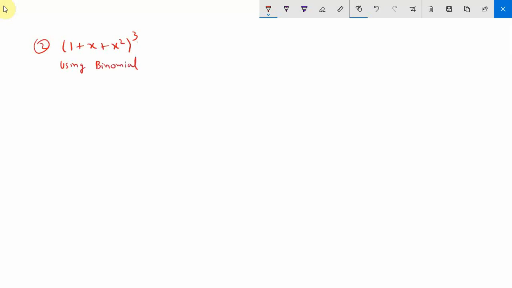What we can do, we can take two terms as common. So we can write this in the form of 1 plus x plus x square, okay, to the power 3. Or if we assume x plus x square equal to y, so 1 plus y to the power 3, where y equal to x plus x square.